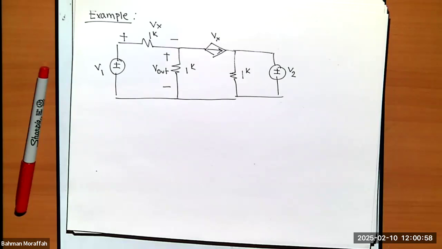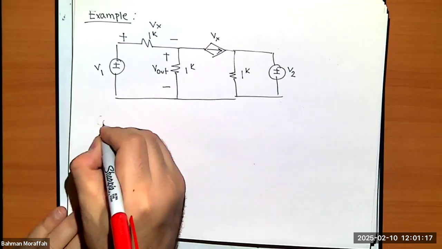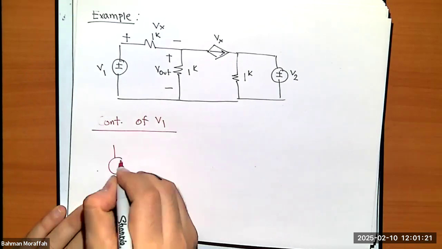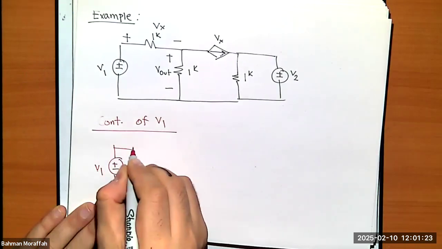And the reason for it is that if you look at the value of that dependent current source, it depends on the Vx. So we cannot zero it out because it's not 0. Right? So let's just find the contribution of V1 and V2. Contribution of V1. If I do that, my circuit would look like this.